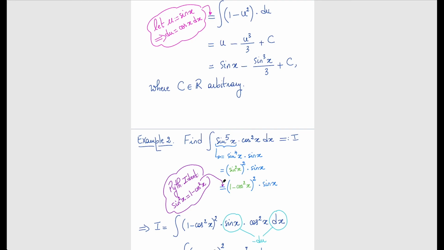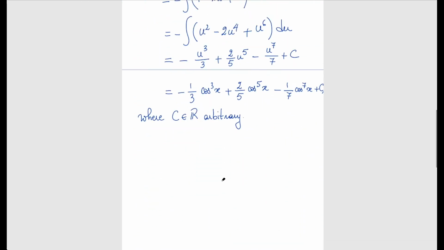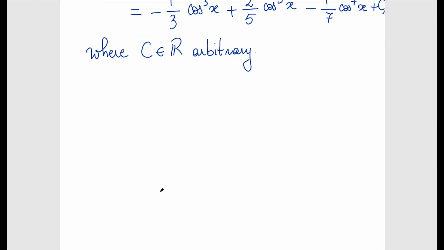So that strategy fails. In this scenario, we're going to use half-angle identities that we learned in trig courses. So let me remind you of that. So recall the following half-angle identities.